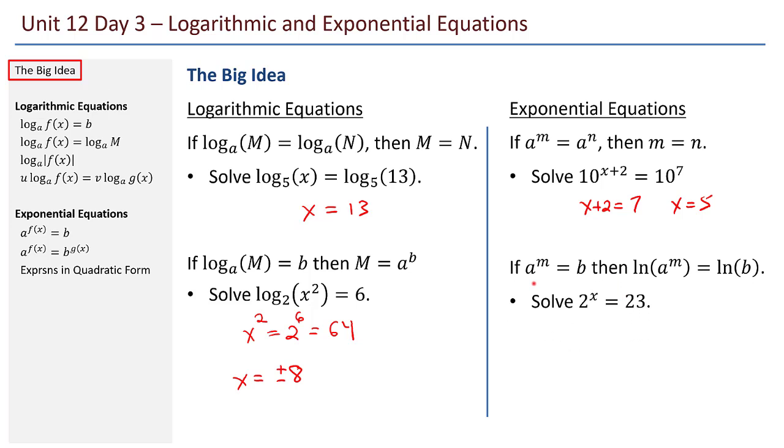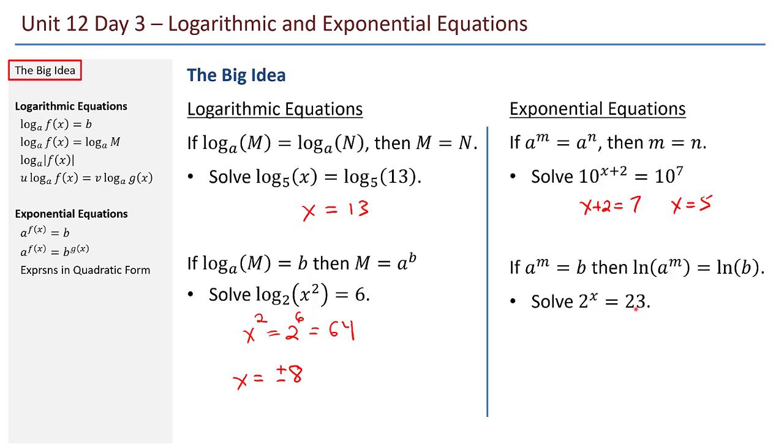And there are variations, of course, on the exponential side. If I have something like a to the m equals just some number b, there's a trick that is often very helpful. What we do is we take the natural log of both sides. Natural log of a to the m equals natural log of b. And at first it might seem weird. Why do we do this? Well, let me show you. I'll give you an example.